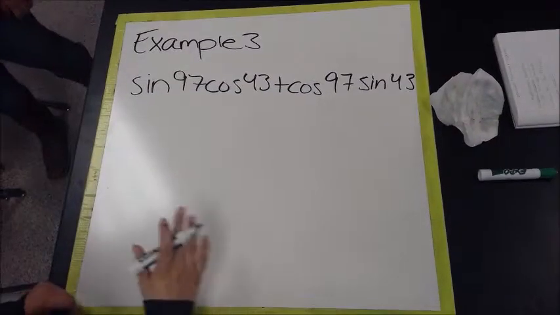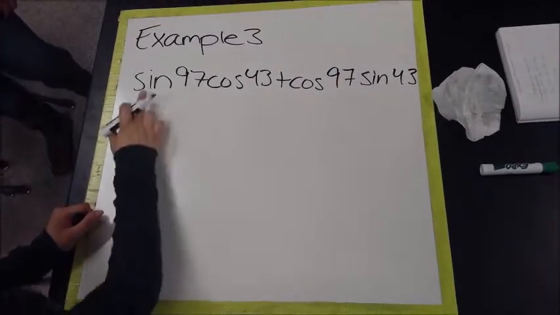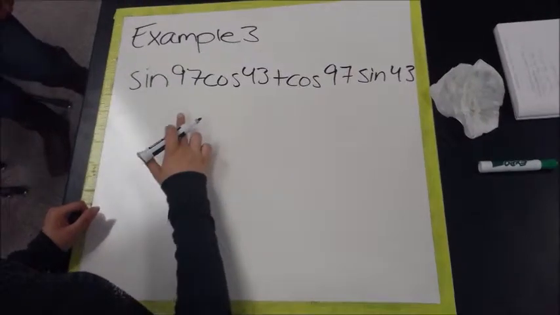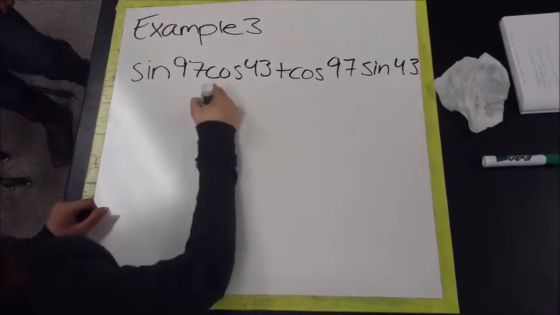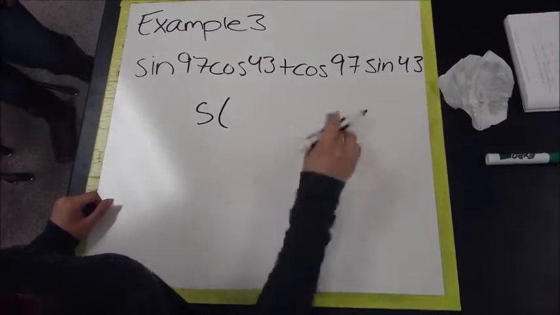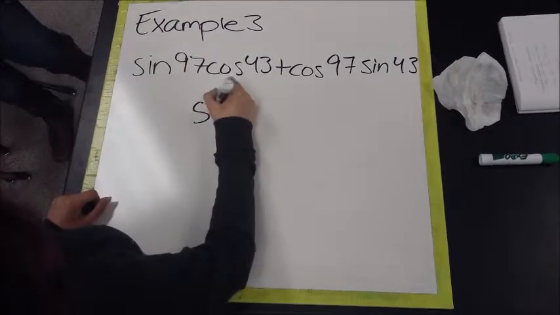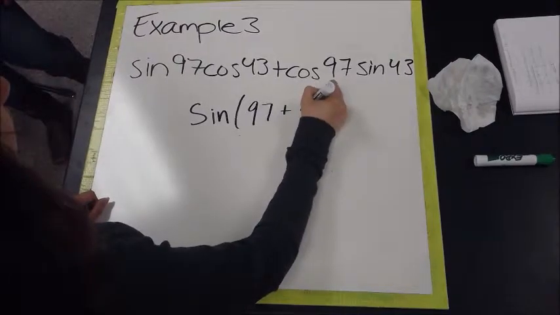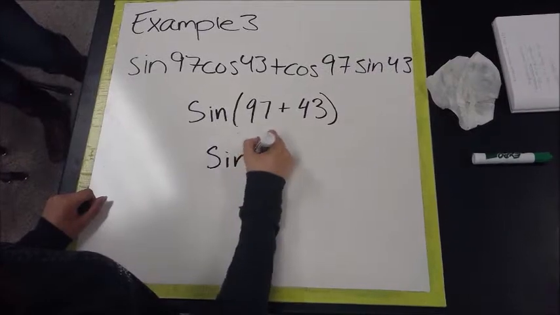So I'm going to use this as example number 3. We're going to use the sum and difference law of sine. We know it's sine because it starts off with sine. And from this equation, we can get the 2 degrees, which are 97 and 43. And so sine is equal to x plus or minus y. And we can see that this is going to be sum because there's a plus in the middle. So we have sine is equal to 97 plus 43, and we can reduce this into sine of 140.